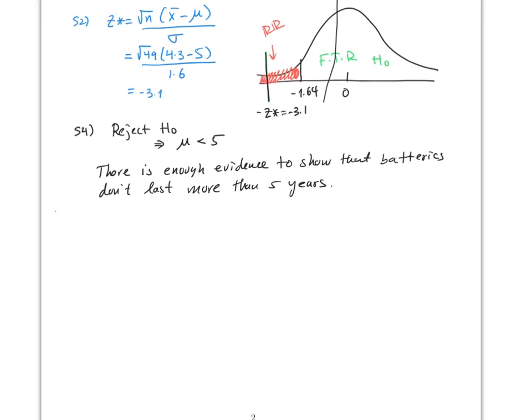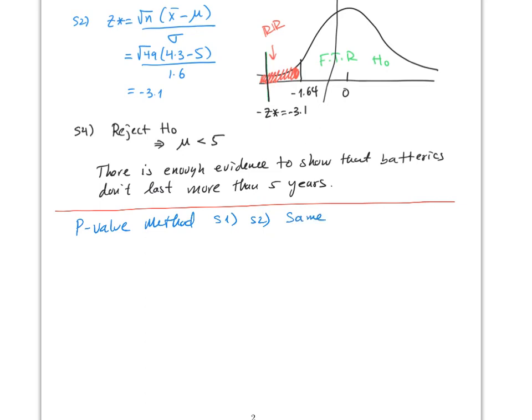All right, so for the p-value method, step 1 and step 2 are exactly the same. So then step 3, the p-value is going to be the probability that Z is less than Z star, which is equal to the probability that Z is less than negative 3.1. Remember that the only reason why we're using less is because the alternative is mu is less than 5.